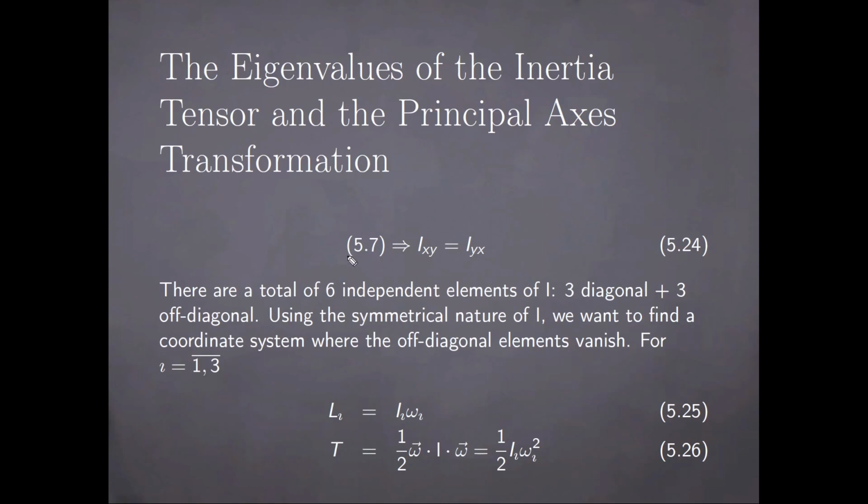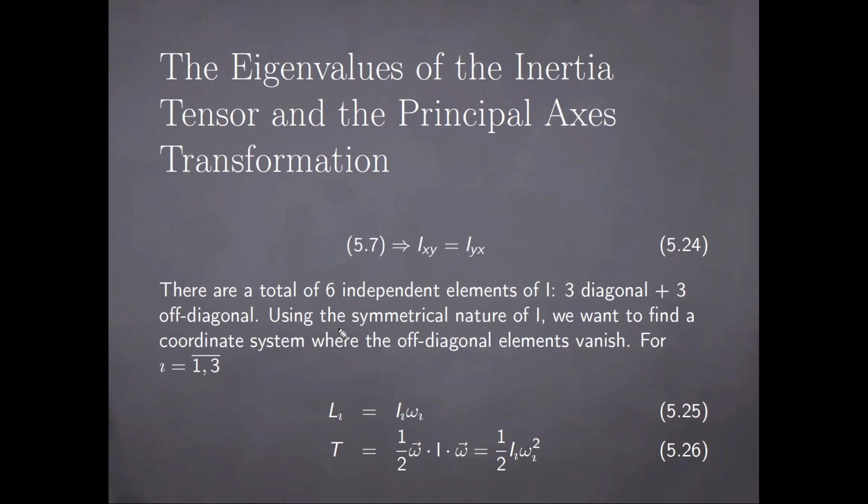Previously we have found equation 5.7, and from it you can deduce immediately that the off-diagonal elements of the inertia tensor are equal. So in other words, the tensor itself is symmetric about the diagonal. So in that case, there are a total of 6 independent elements of the inertia tensor. There are the free diagonal elements plus free off-diagonal elements, which will be mirrored upon reflection.